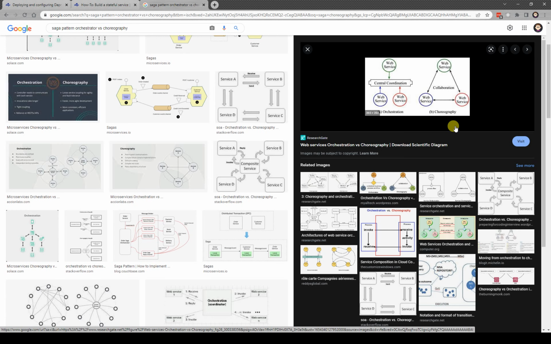So let's look at a really simple system here. We have 3 web servers that are connected, and there is a choreography between them. In other words, these services can talk to each other, these services can talk to each other, and these services can talk to each other, and they do this in this round fashion.